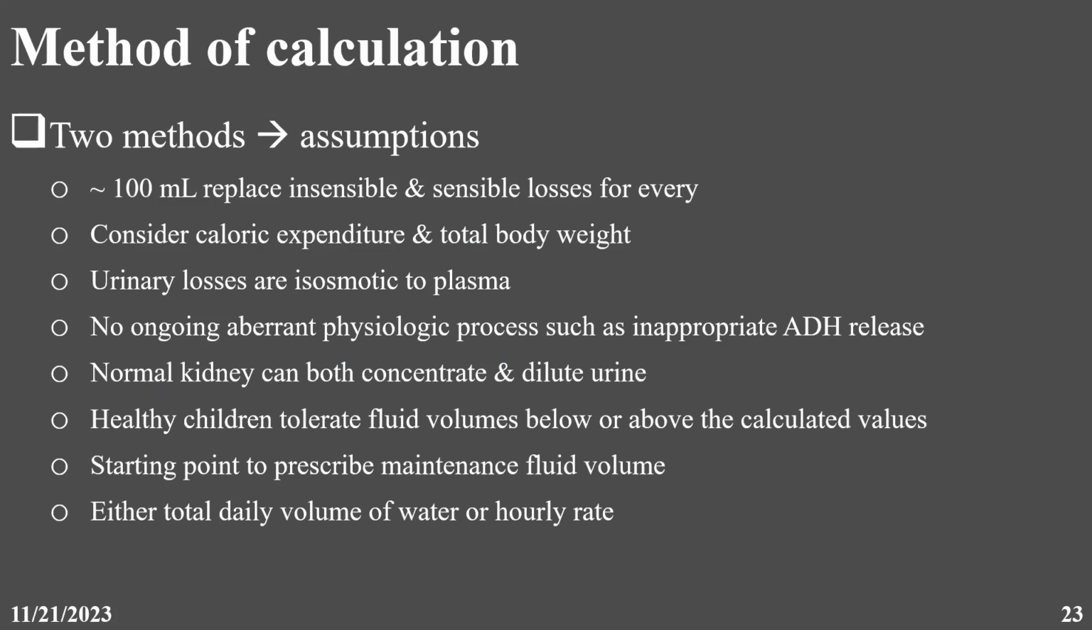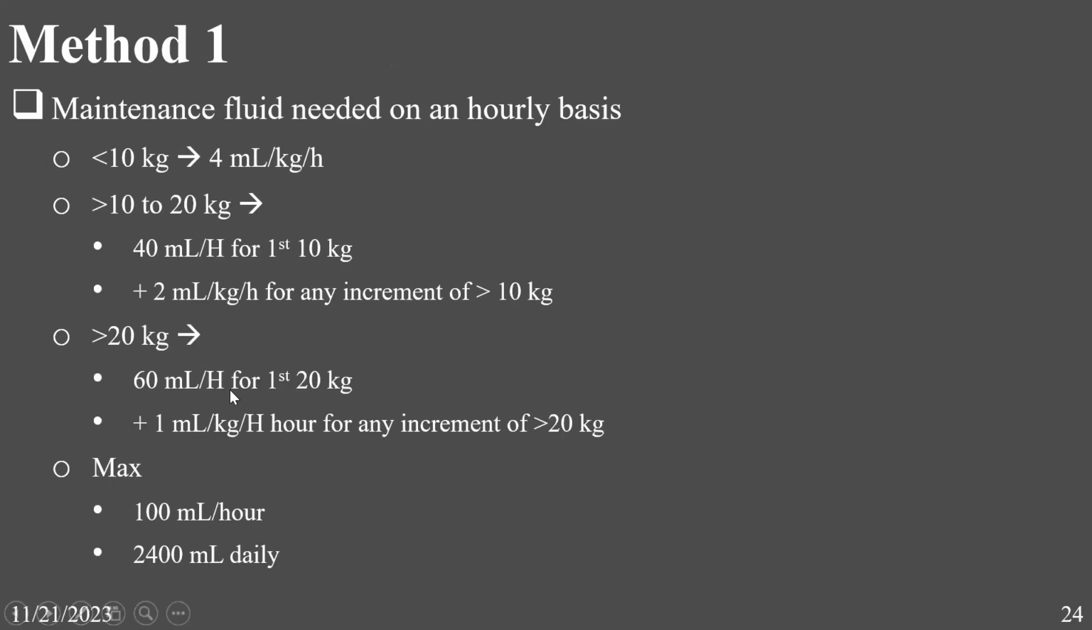Okay. So how do we calculate the fluid? We have two methods, two assumptions. So the first method of calculating the need of fluid: for the first 10 kg, we give 4 ml per kg per hour. For the second 10, from 10 to 20, we give 40 ml per hour for the first 10 kg, and 2 ml per kg per hour for any increment more than 10 kilogram.